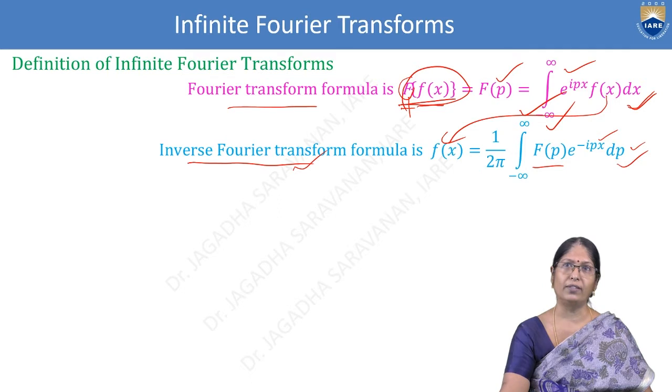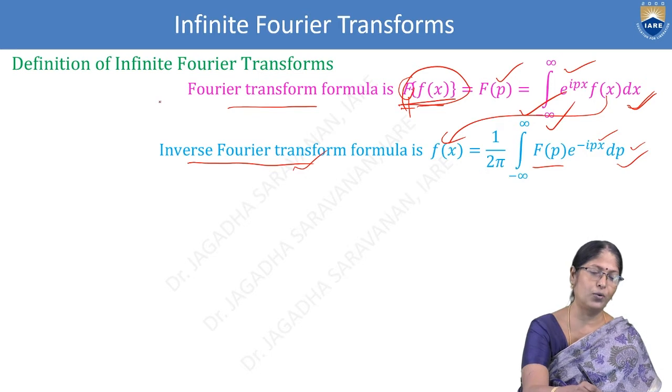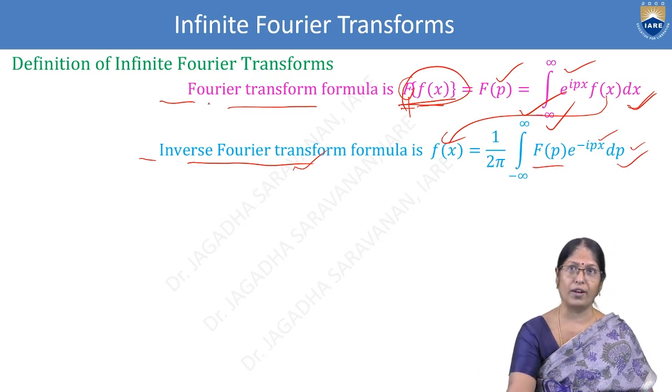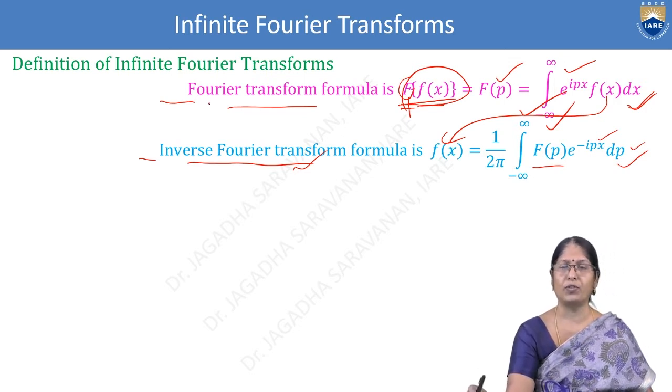Our topic is infinite Fourier transform. The word infinite is not there in either formula. By default, if it is not given, it is understood to be infinite. If you notice the integral, the limit is minus infinity to infinity. That is what infinite Fourier transform is. If we write infinite Fourier transform or only Fourier transform, it represents infinite.